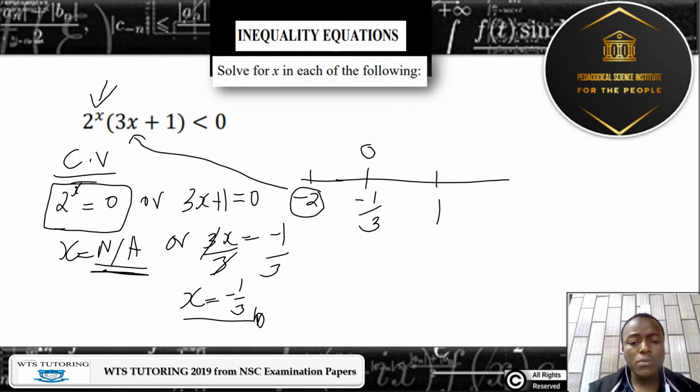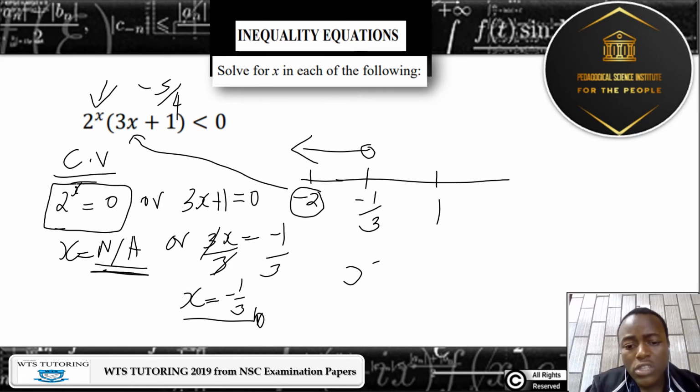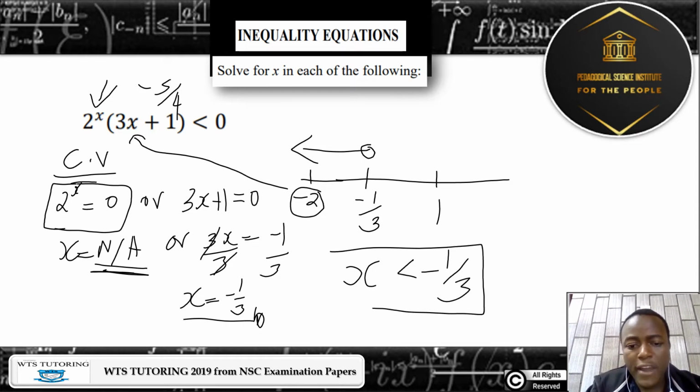So let's substitute minus 2 in that expression. I'm going to enter 2 exponent minus 2 over 3 times minus 2 plus 1 in my calculator. The answer I'm getting is minus 5 over 4. And we know that minus 5 over 4 is less than 0, right? So we tested the left hand side and it's true. It means our arrow is going to point in the same direction. So our final answer will be x is less than minus 1 over 3. That will be your final answer.